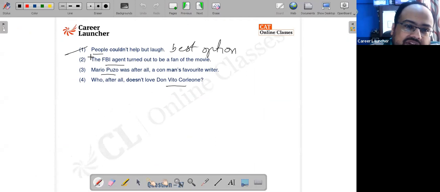So the best option here is the first option. The other options are not necessarily wrong, but the first option is the best option. Why? Because that deals with the main idea of the paragraph.